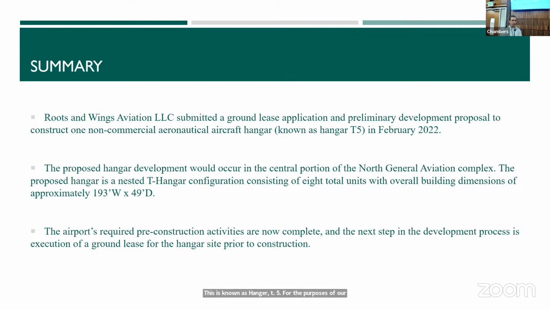That proposed development will occur in our North General Aviation area at the airport, and it would propose to develop one hangar as noted, which is a nested T hangar, which is actually 8 subunits within one larger hangar. Overall dimensions about 200 feet by 50 feet in that North GA area. So over the last year, the developers worked through pre-construction activities. Those are now complete. And the next step is today, which is moving forward with a public hearing in advance of a potential ground lease with that applicant prior to construction.